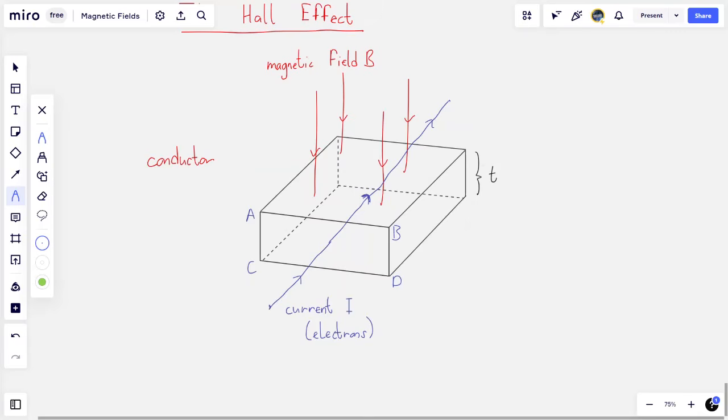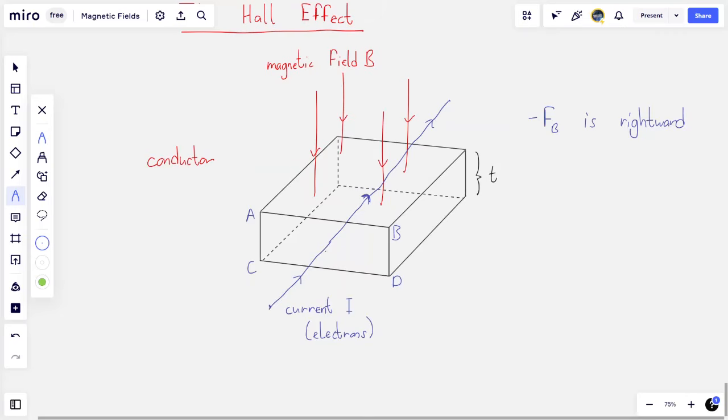But using Fleming's left-hand rule, you have to be careful about the direction of your middle finger. The middle finger does not point into A, B, C, D, but now points out of A, B, C, D, simply because it's negative. These are negative particles moving in. Your index finger points downward because that's the direction of the magnetic field, and your thumb, which is the force, points to the right. And so the force acts on the electrons to the right.